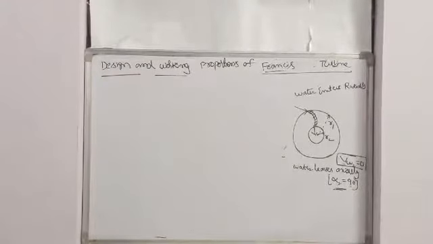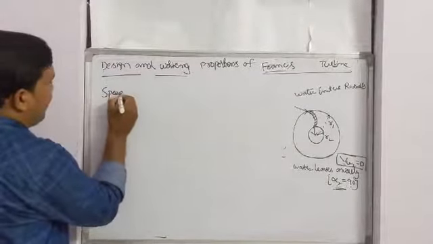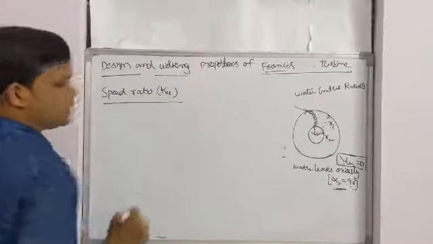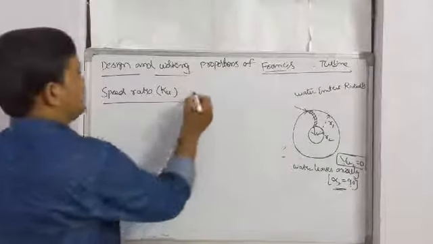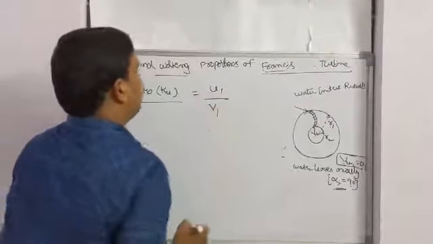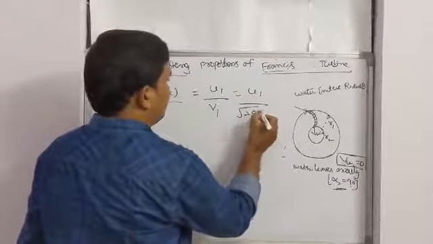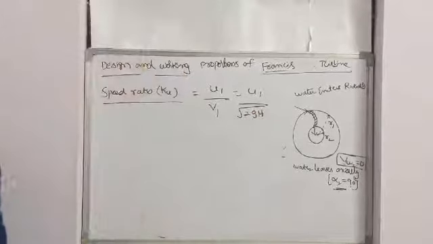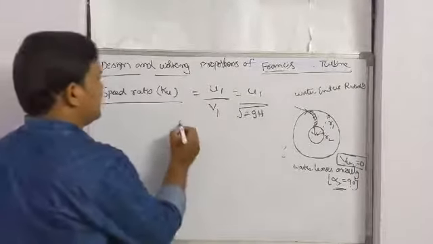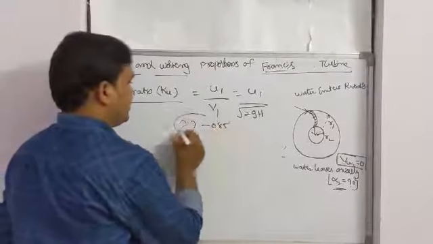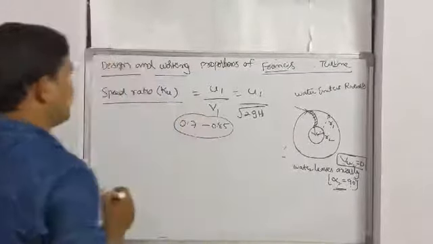Likewise in a Pelton wheel turbine, there are two ratios. The speed ratio we call Ku. Speed ratio is nothing but blade velocity by inlet absolute velocity, which we write as U1 by V1, where V1 is root over 2gH. Generally the speed ratio of a Francis turbine is around 0.7 to 0.85. So this is the generalized speed ratio of the Francis turbine.